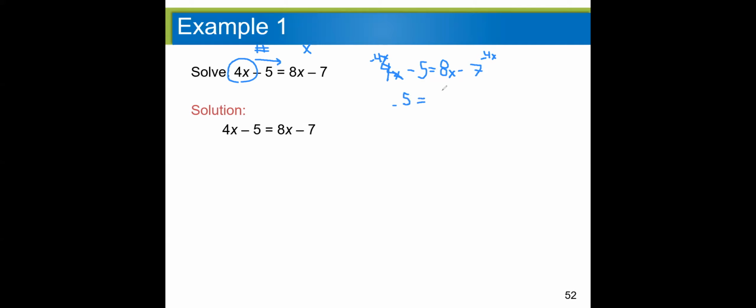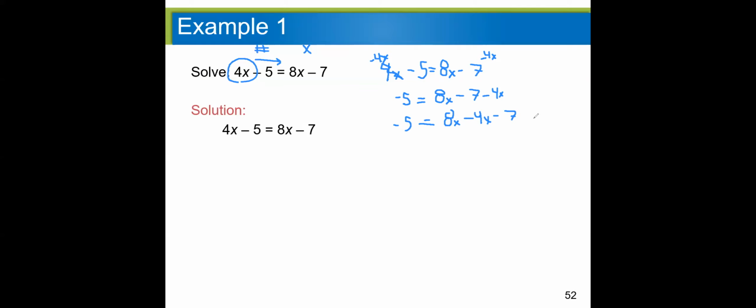-5 equals 8x minus 7 minus 4x. I know when I have like terms, they can play with each other. So if I prefer instead, let me change that so that looks like a negative. I'm going to now rewrite this equation so that I clump my like terms together. 8x minus 4x minus 7.